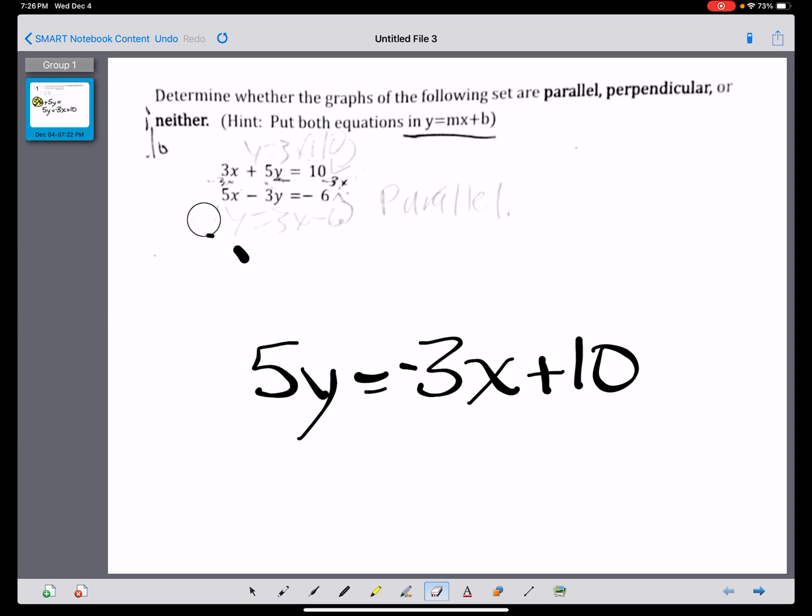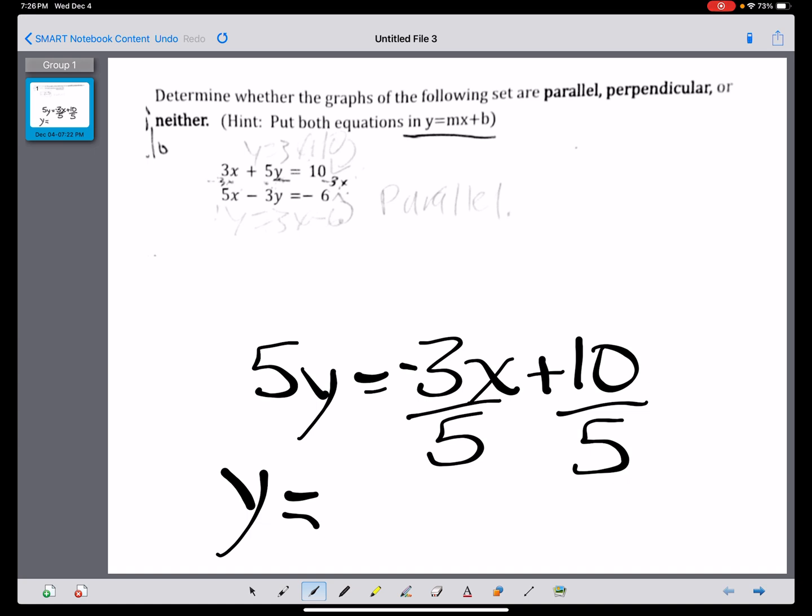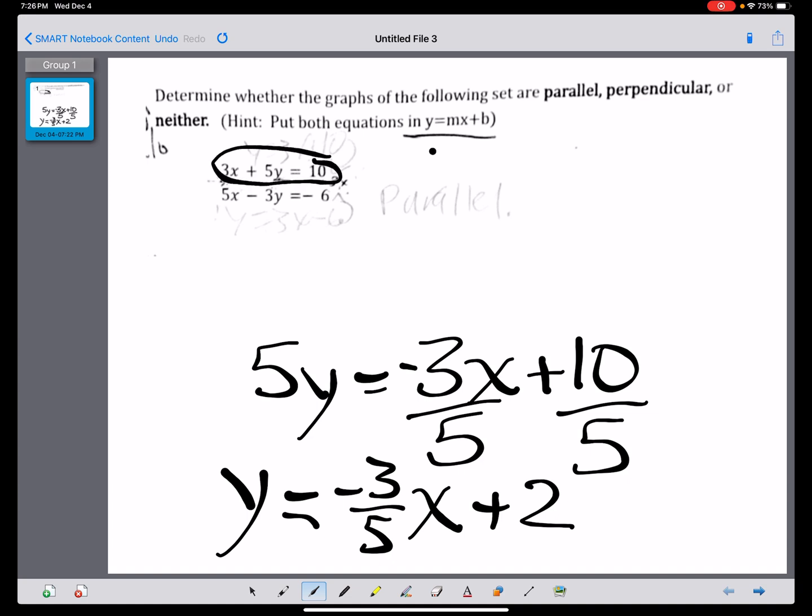All right, and now what we're going to do is divide out the y. So we will divide the negative 3x term and the constant of 10 by 5, in effect isolating y. And so we get a slope of negative 3/5 here, as that is the coefficient of x, and 10 divided by 5 is 2. So here's our equation. That first equation has been solved for y, and it is in slope-intercept form.